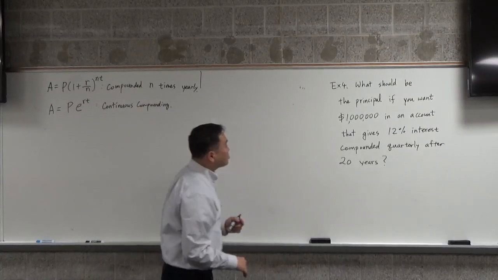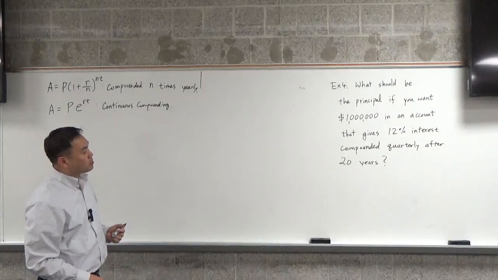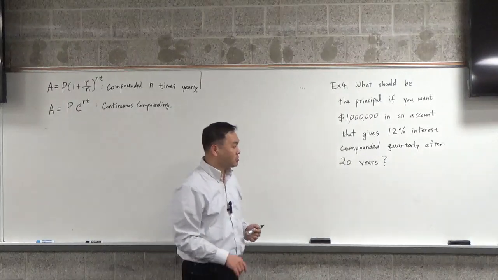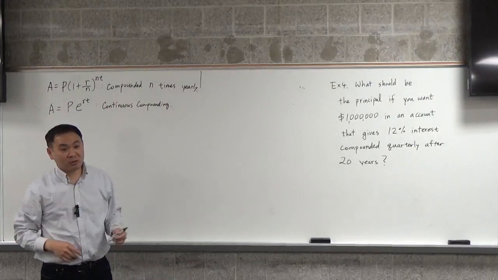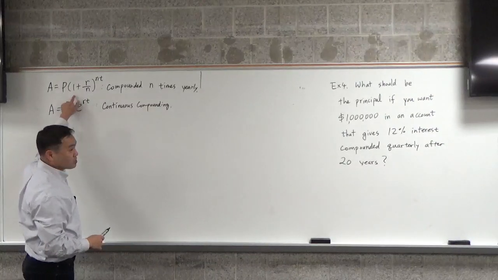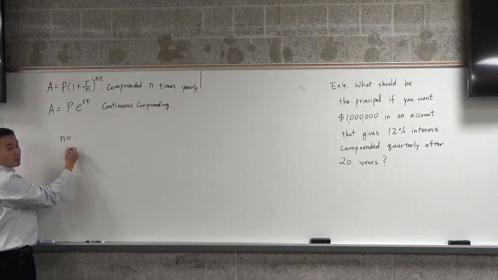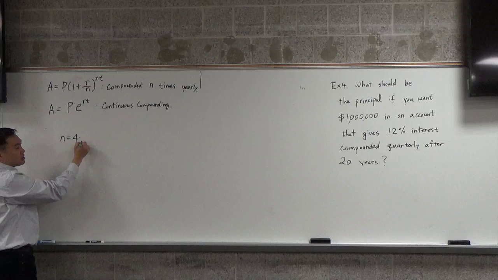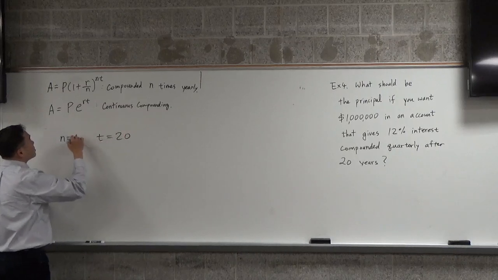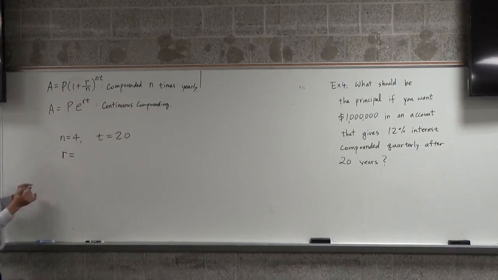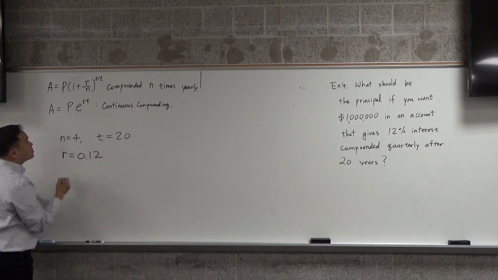Okay, so let's try this one. What should be the principal if you want $1 million in an account that gives 12% interest compounded quarterly after 20 years? Okay, so which formula do we use? Compounded quarterly. Which one? The first one, okay. What will be the value of n? Compounded quarterly? 4, right? Time? 20 years, right? Rate? R? Yeah, 12%, 0.12. Okay.